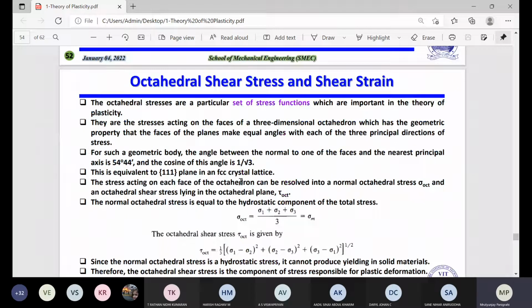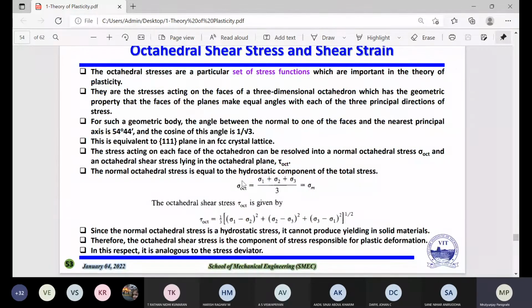What we observed in the beginning, I was just giving a recap. If you have the octahedral shear stress and the shear strength, how will you find them? Initially, if you remember, I gave the equation for the hydrostatic stress, sigma h equal to sigma 1 plus sigma 2 plus sigma 3 by 3. So here also, if you have a set of stresses, what kind of equation will you get again? The sigma octahedral equal to sigma 1 plus sigma 2 plus sigma 3 by 3.